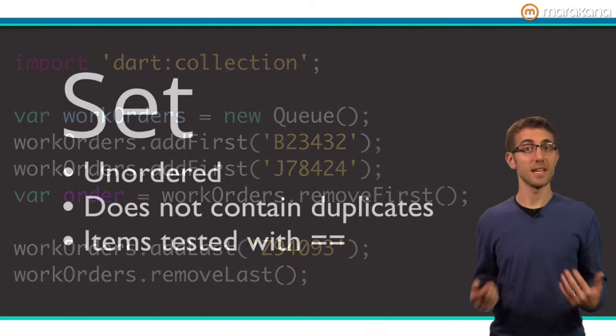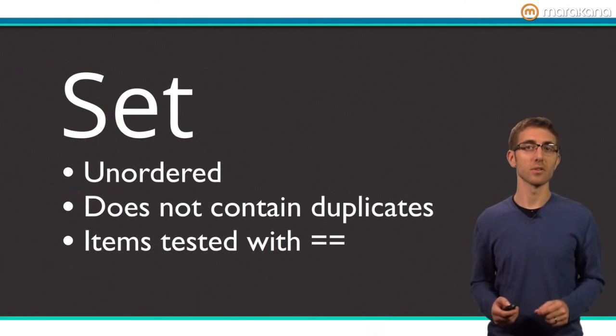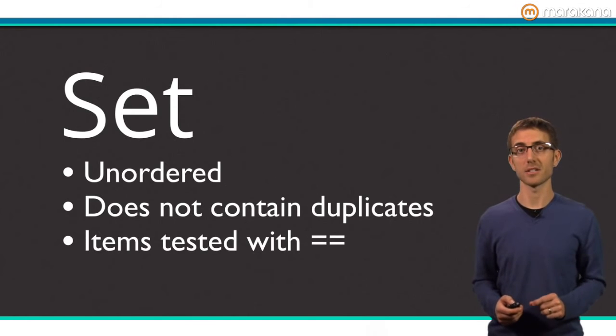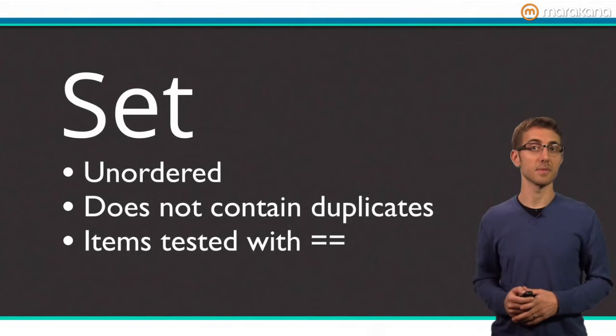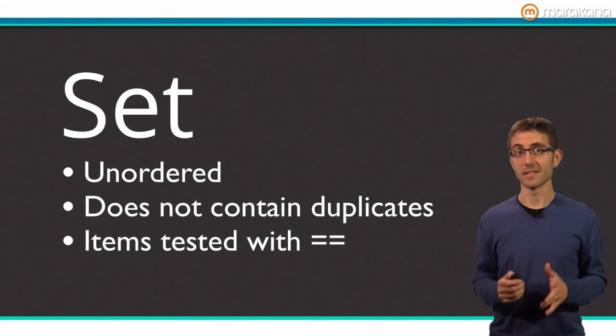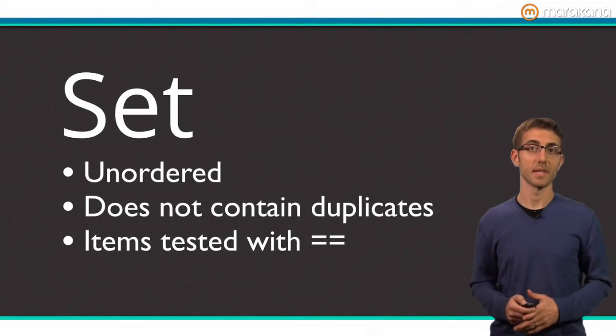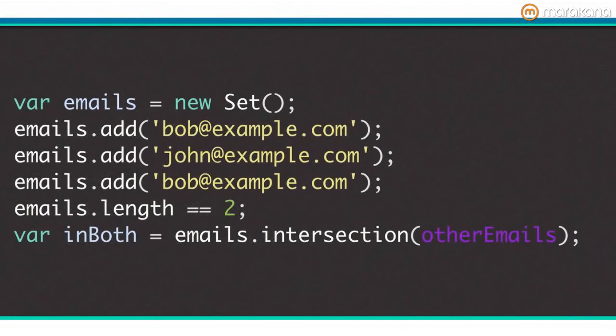Sometimes you don't care about maintaining order, but you do care about ensuring there's one and only one item in a collection. In contrast to lists and queues, which are ordered and allow duplicate items, a set is unordered and does not allow any duplicate items. Here's some example code that uses a set. Notice how the length of the set is 2, even though I called add 3 times. Also of note is the intersection method, which returns a new set containing only the items that are found in this set and another collection.